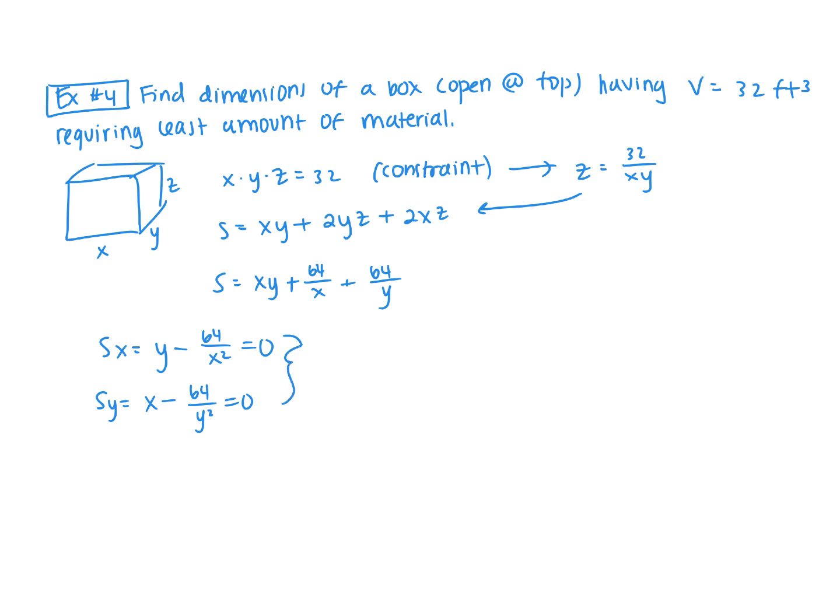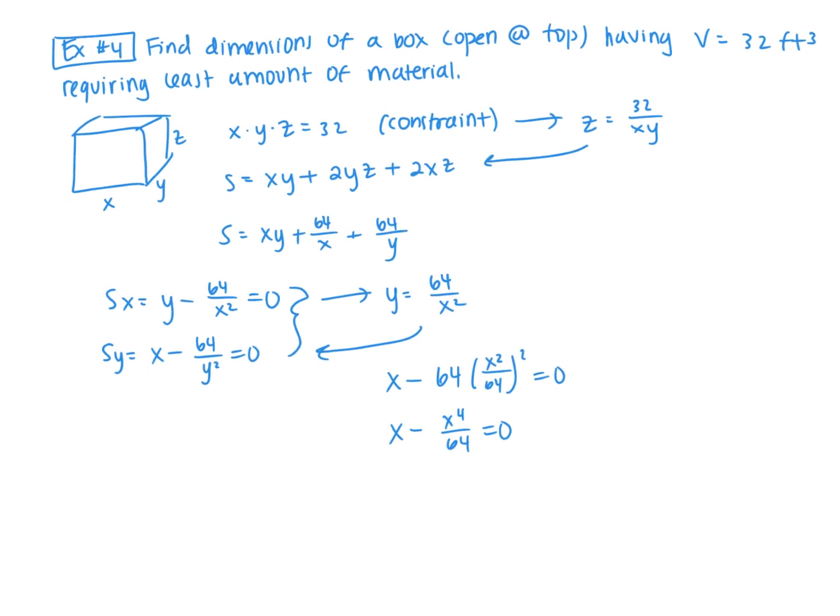So this is the system then that we have to solve. That first equation gives us y is equal to 64 over x squared, which we're going to plug into our second equation. So our second equation then becomes x minus 64 times x squared over 64 squared equals 0. I just took the reciprocal of y since we're dividing by y. This becomes x minus x to the fourth over 64 is equal to 0. Factoring out an x, we get 1 minus x cubed over 64 is equal to 0. So that gives us x is equal to 0, or x is equal to 4.